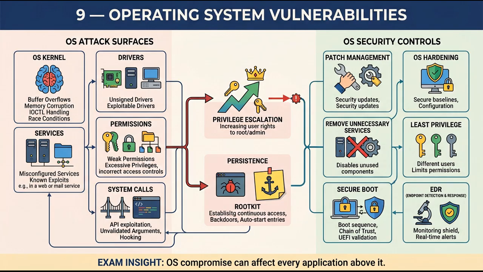On the exam, look at the affected layer. If a flaw in a driver allows a normal user to gain kernel-level privilege, that is an operating system vulnerability and privilege escalation impact. If only one web application mishandles input, the vulnerable layer is the application. Choose controls that address the platform while recognizing that patching, hardening, and privilege management work together.